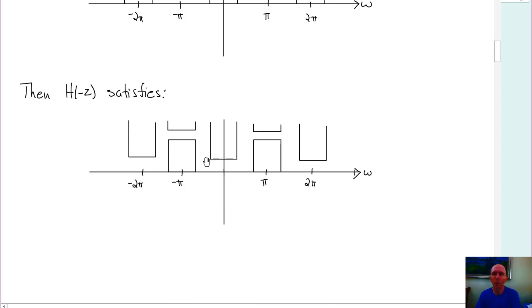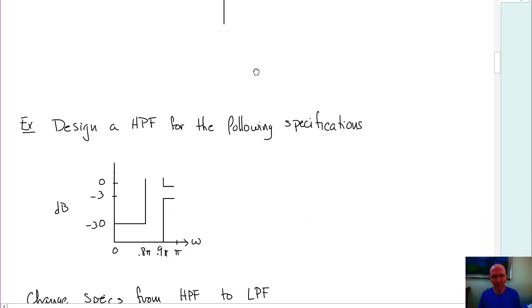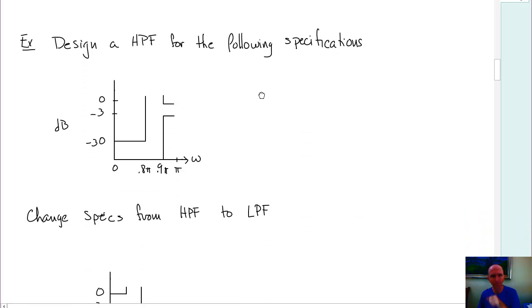And so that's what we're going to do. We're going to design a low-pass filter and then substitute z for minus z and convert it into a high-pass filter. For example, let's say we wanted a high-pass filter for these specifications. We need to take these specifications and convert them into the low-pass filter specifications we're going to use to design our filter.